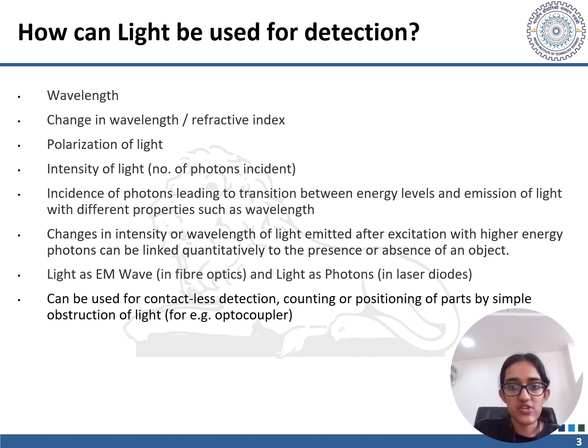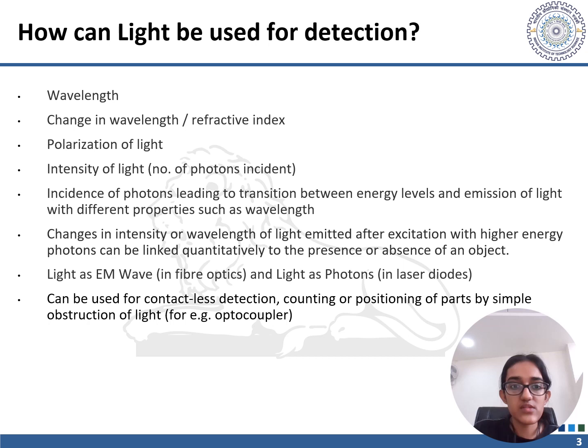Then there's polarization of light. Polarization is basically the direction of oscillation of the electric field vectors. This is, of course, while considering light as an electromagnetic wave. And if we consider light's particle nature, that is, light is made up of photons, then we can also use intensity of light as a property for detection. So intensity of light is basically the number of photons incident per unit area per unit time.